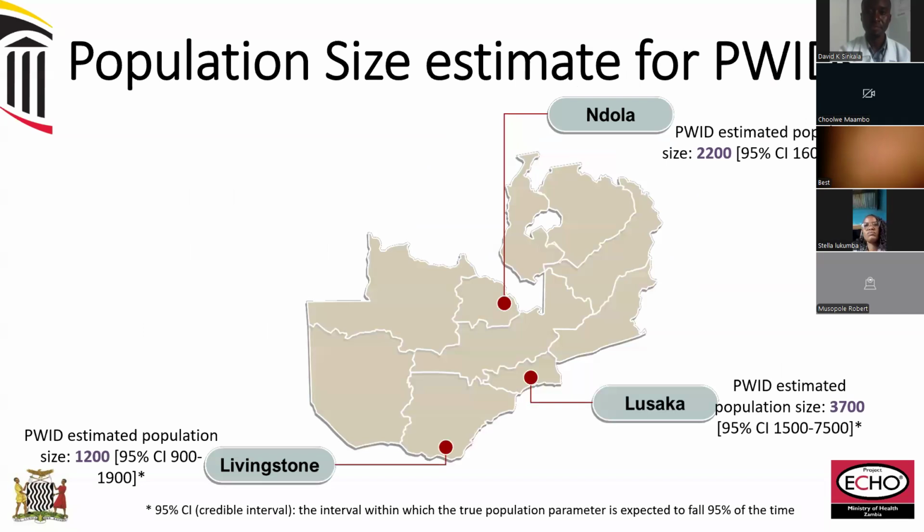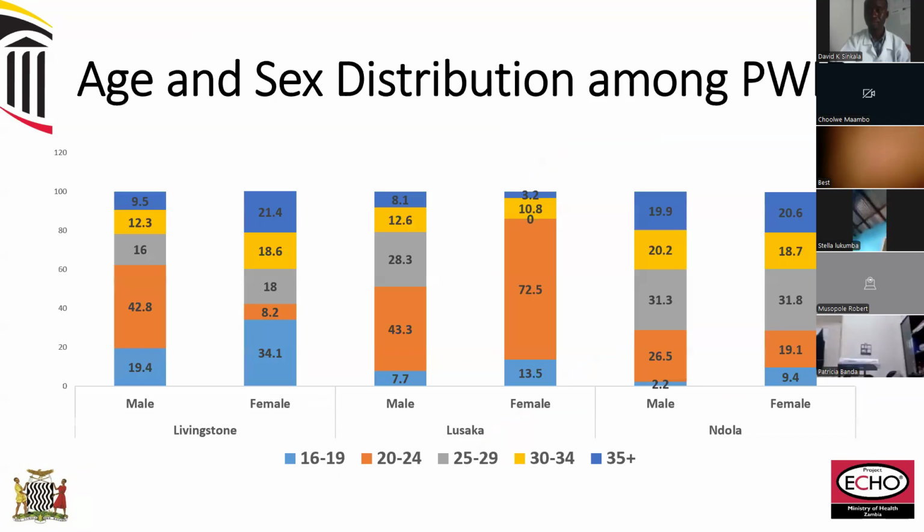From the biobehavioral survey that was conducted in Zambia across the 3 districts, it also looked at estimating the population of people that were injecting drugs. For Ndola, we had about 2,200 with a range of 1,600 to 2,900. In Lusaka, the estimated population was around 3,700, a range of 1,500 to 7,500. And for Livingstone, we had an estimated population of 1,200, with a range of up to 1,900 people.